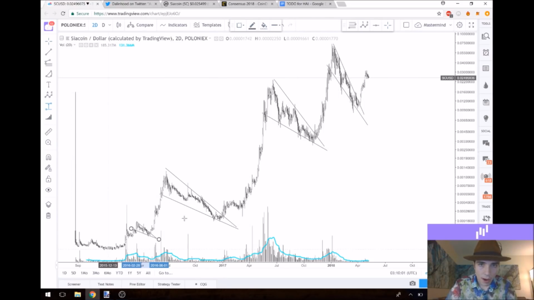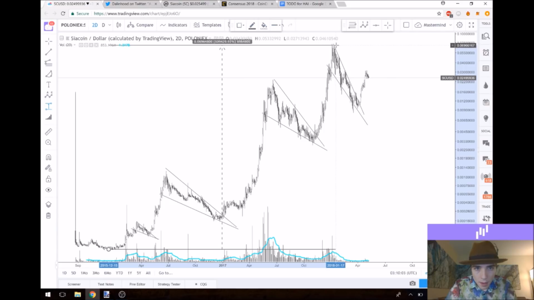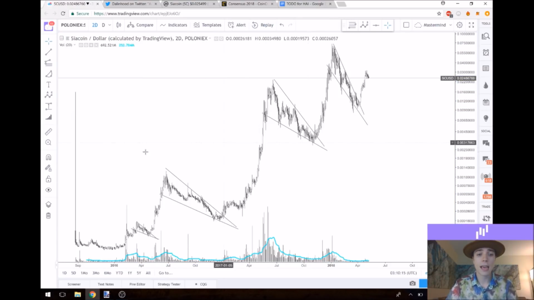If we do from the bottom to the top, you can see that this coin has pumped 50,000% since its creation. Actually, excuse me, that is 500,000%. I missed a zero there. So that's very, very good gain since its creation.